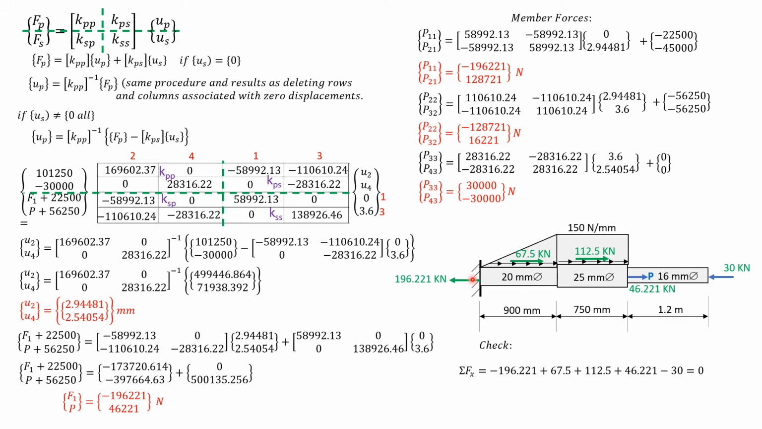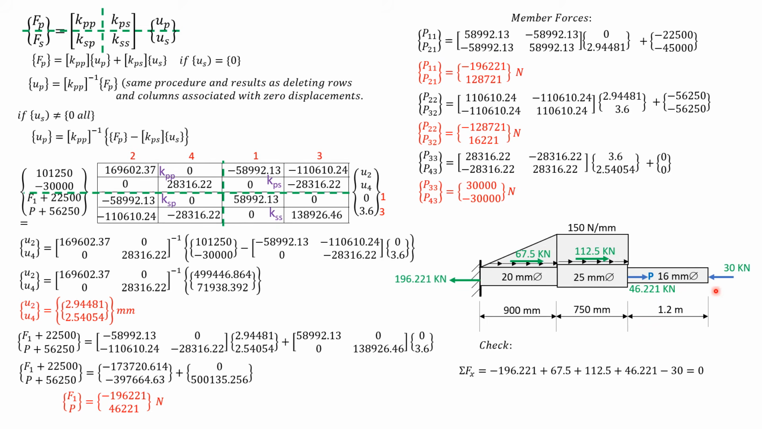So this is 196,200. 196.221 kilonewton. Let's convert that to kilonewtons. So it is leftward because this is negative. The equivalent loading here is the area of this loading diagram, 1/2 of 900 mm times 150. Then let's convert that to kilonewton, divided by 1000, so 67.5 kilonewtons. This is 150 newton per mm times 750 mm. Then that will be 112,500 newtons divided by 1000, so 112.5 kilonewtons. The value of P is 46.221 kilonewton.